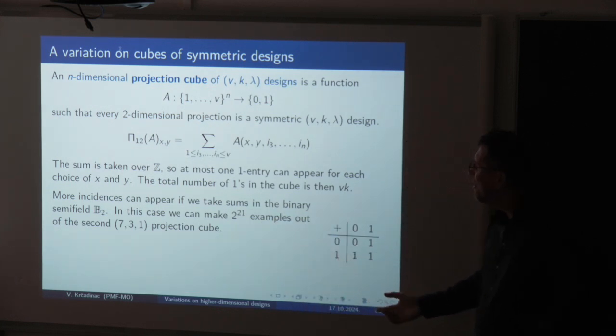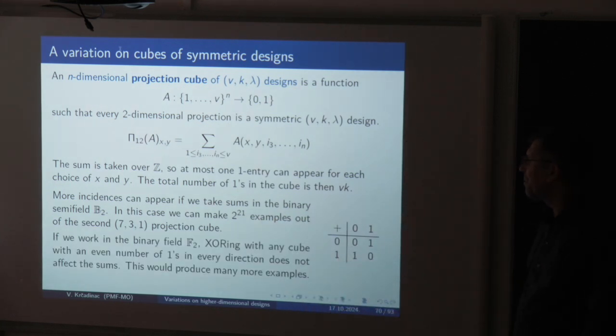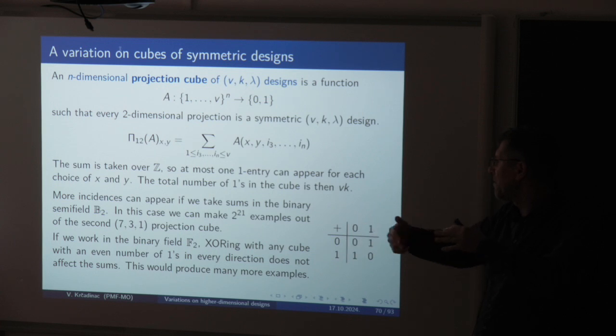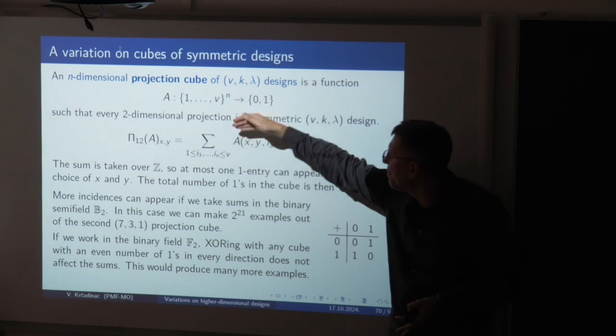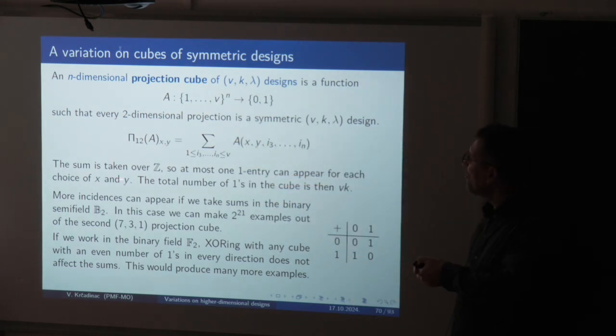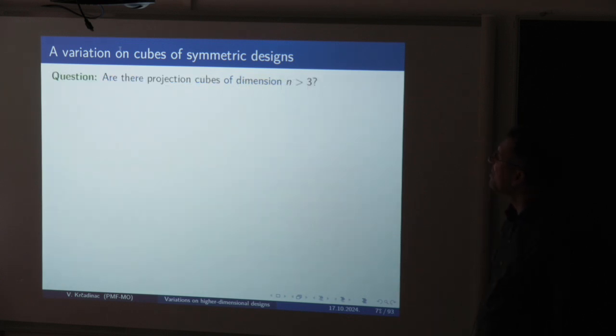and it's a mess really. And you could also work over the binary field. But then you would get even more examples, because you could just change zeros and ones as long as you do this an even number of times in any row or column. It's not going to change the sum over Z2 or F2. So I think the correct definition is over Z. We just want these cubes with the least possible number of incidences, which is V times K, and we're not doing sums either in this semi-field or in some other field of non-zero characteristic.